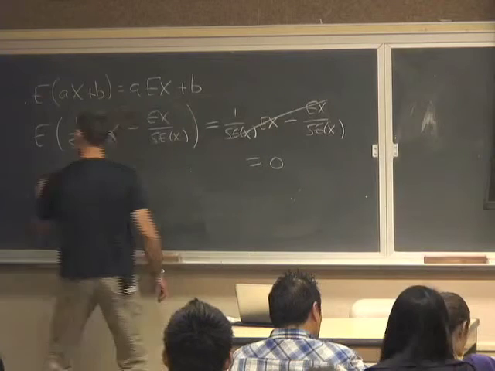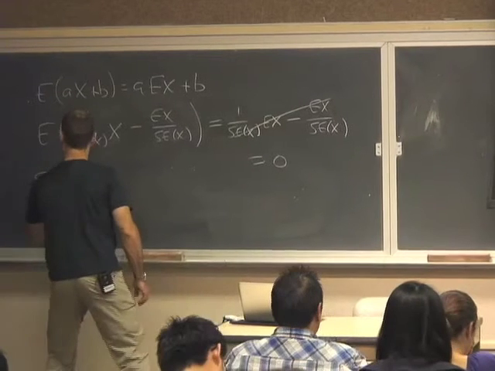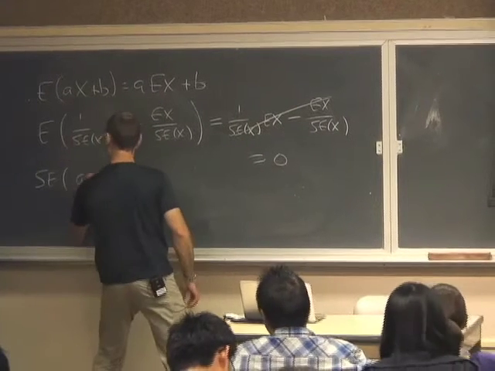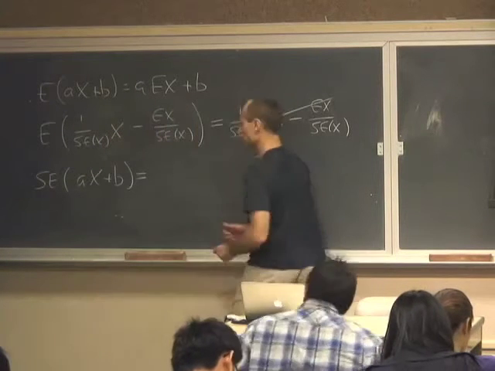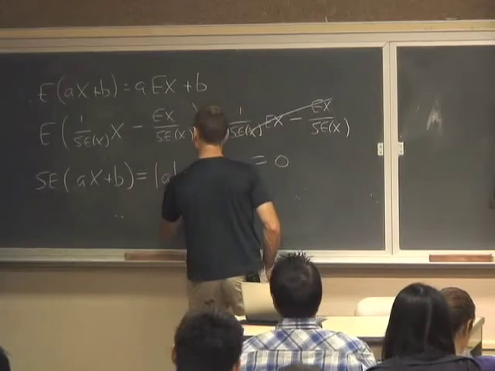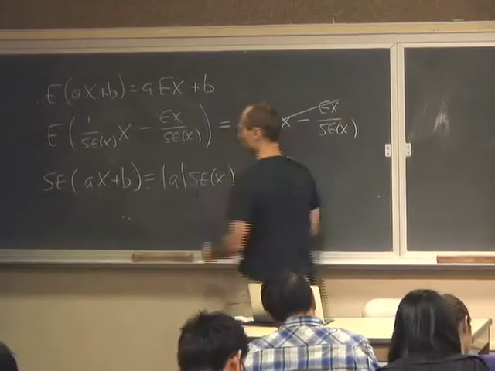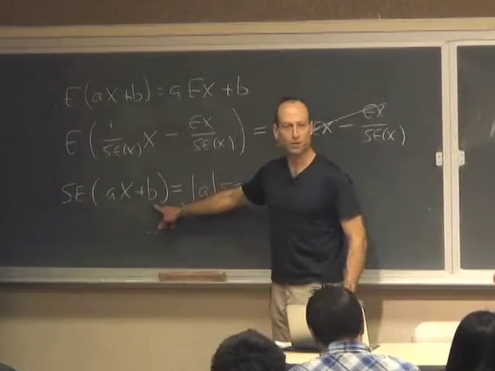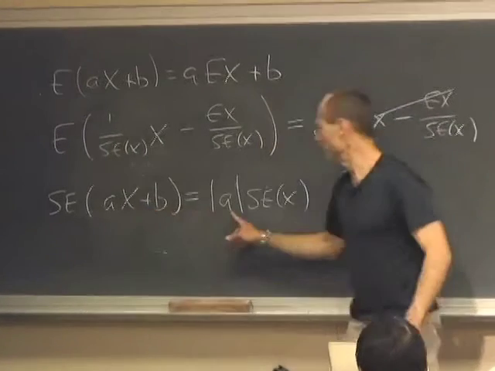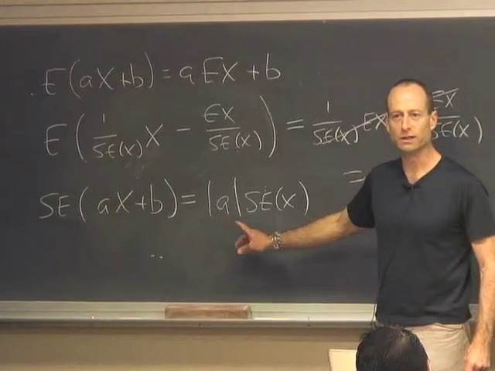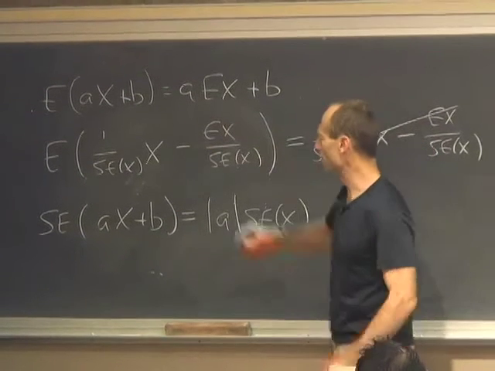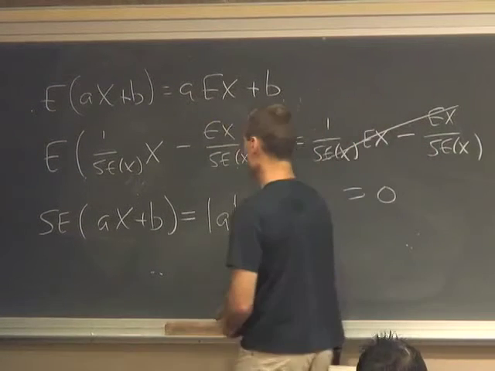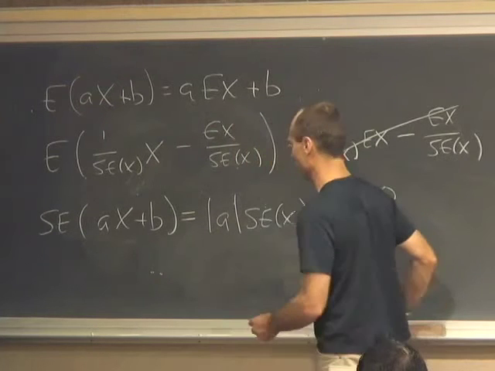What about the standard error of ax plus b? This is equal to the absolute value of a times the standard error of x, right? b doesn't change the standard error, and what matters about a is its magnitude, not its sign. Okay? So what's the standard error of this random variable in standard units?